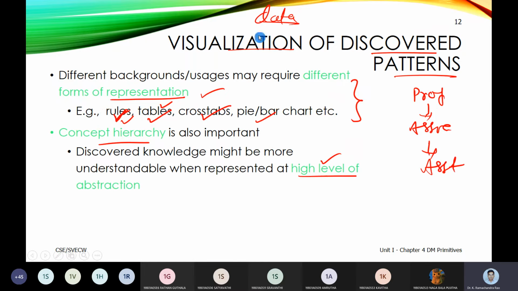Finally, we get the answer or the pattern, and that has to be represented, communicated. How is it represented? It is with rules, tables, crosstabs, bar charts and pie charts. So this is how a concept hierarchy is going to be represented.